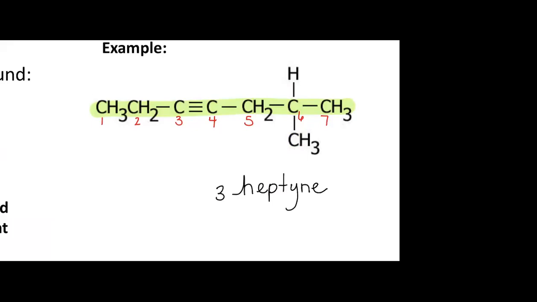And then how many substituents do I have? Let's put in the chat, what is the name of that substituent? For this molecule, how many substituents do we have? Great job, Maria. Exactly. I agree with that. On position 6, I have a methyl group. So the name of this compound is 6-methyl-3-heptine.